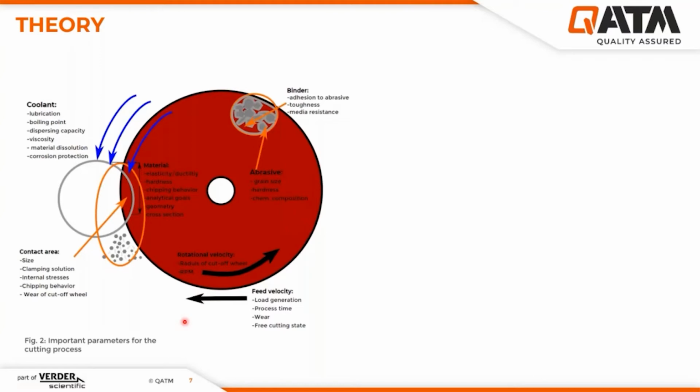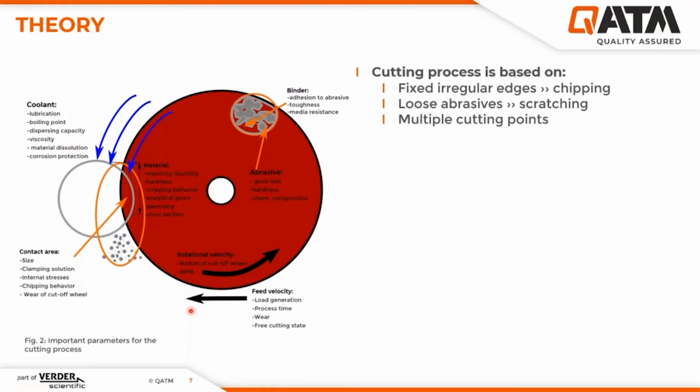So as already mentioned and most likely known to you, the cutoff wheel is rotating with a certain velocity and generates some abrasive residue, which is constructed out of chippings, which are generated by fixed irregular edges or the abrasive particles still sitting in the binder matrix. On the other hand, we also have the influence of the loose abrasive, which leads to a scratching on the cut area and also influences the cutting process.